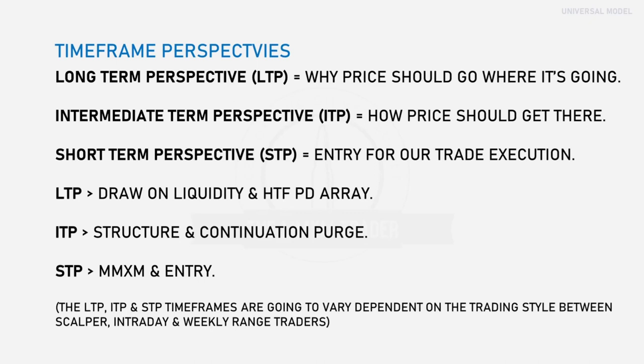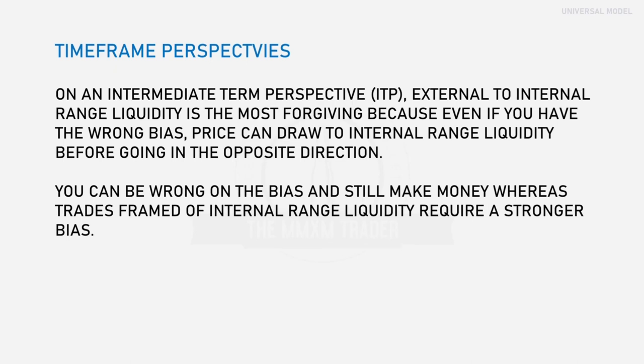The long-term perspective, intermediate perspective, and short-term perspective timeframes are going to vary depending on the trading style you're using, between a scalper, intraday, or a weekly or swing trader. So building back on those time frame perspectives, on an intermediate term perspective or an ITP, external to internal range liquidity is the most forgiving, because even if you have a wrong bias, price can draw to internal range liquidity before going into the opposite direction. So you can be wrong about your bias and still make money, whereas trades framed from internal range liquidity require a stronger bias.